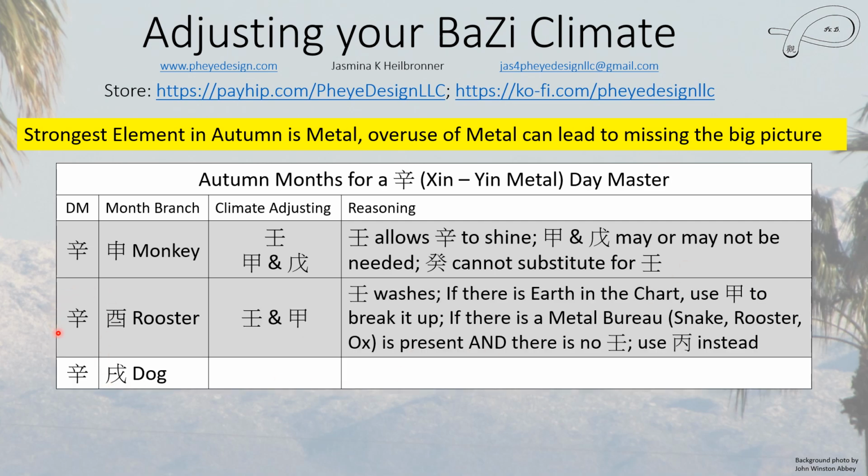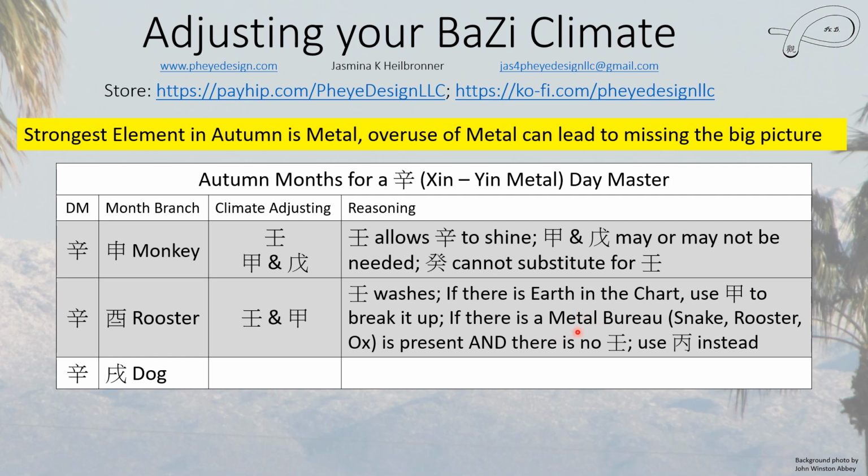So for the Sin Metal born in the month of the rooster, basically you just need these two things. You need some water to clean things, and you need some Jia wood, the trees, to break up the soil. And that's if there's earth in the chart. And most charts will have some earth. In fact, that's the easiest one to have.